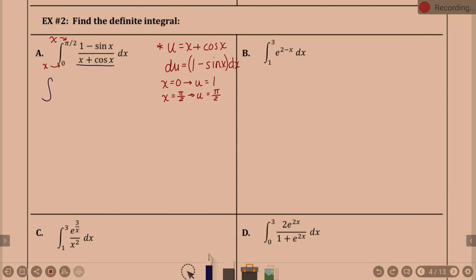Okay. X plus cosine x is my u. So u in the denominator. 1 minus sine x dx is my du. So this just, everything matches up. It's 1 over u du. You could write du on top. You could, yep. And then my boundaries were 0 to pi over 2. Now they're going to be 1 to pi over 2.